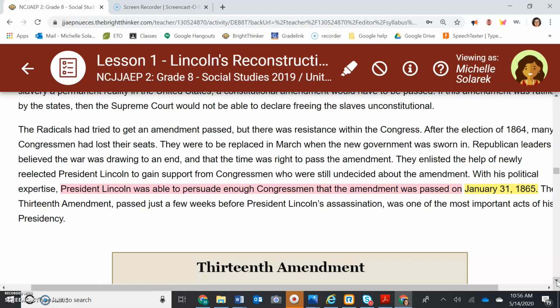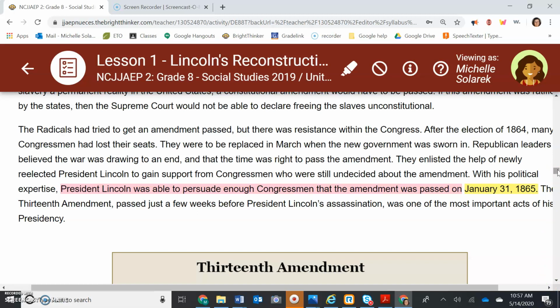So the radicals had tried to get an amendment passed. They couldn't do it. Now the radicals are working a little bit better with Lincoln, and Lincoln and the radicals are both saying one thing we have to do together is make sure that slaves are free. So this leads us to question 15. President Lincoln was able to persuade enough congressmen that the 13th Amendment was passed on what date? And that answer would be January 1st, 1865. That is question number 15.